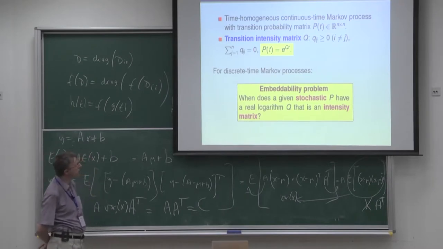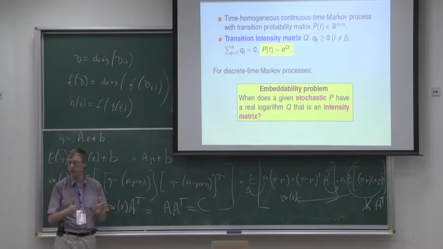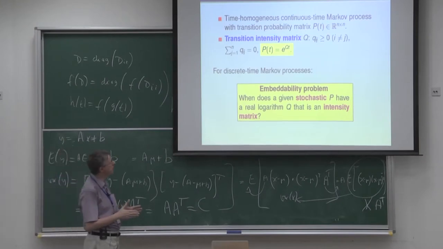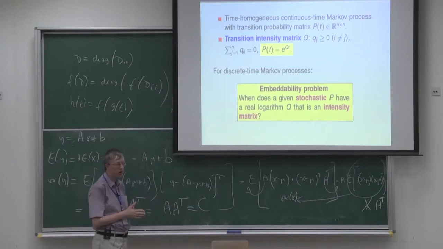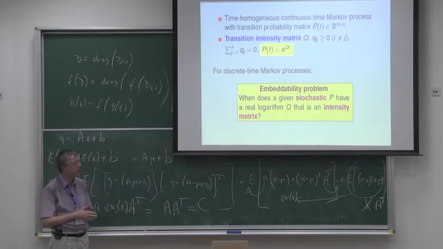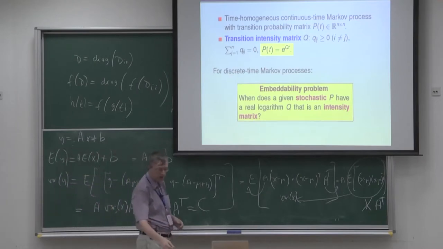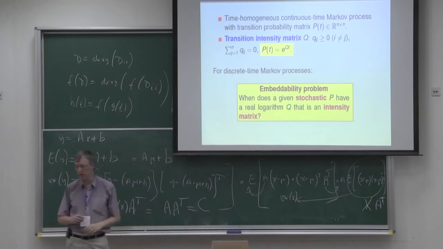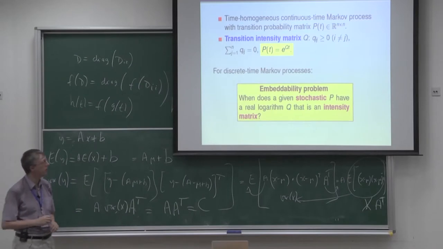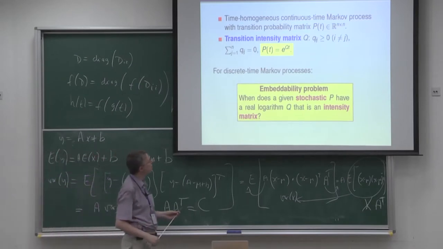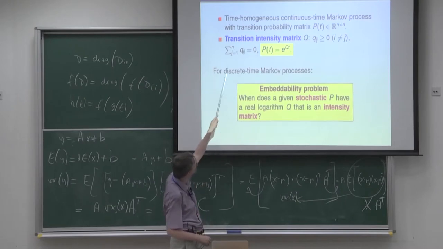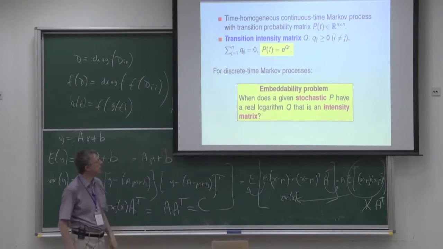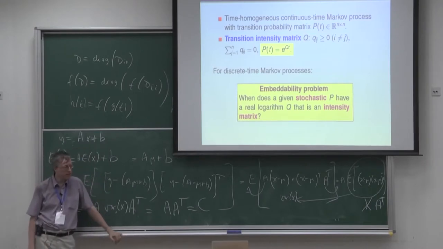So in the discrete version of all this, where you're just given a particular stochastic matrix P, the question arises, can you do the same thing? Can you find a Q that has the same structure so that P is e to the Q? So when does a stochastic matrix, a matrix with non-negative entries and row and column sums all equal to 1, when can that be written as e to the Q for some real Q having the properties at the top there? So this is a question in matrix functions. And it goes back to the 1960s, and it's called the embeddability problem in Markov chains.